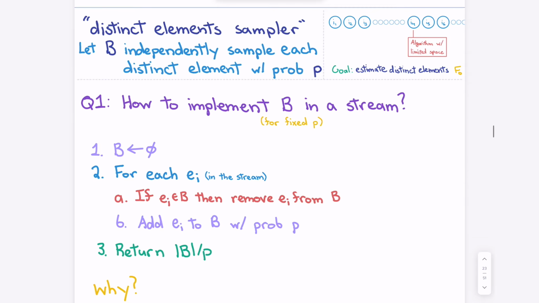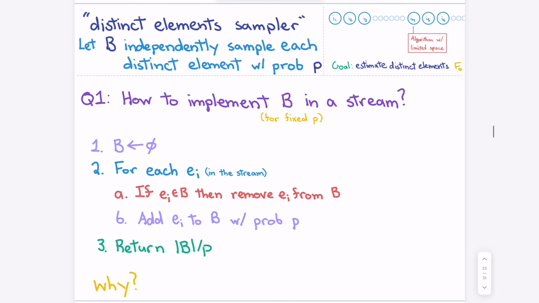Here is another way to, I think, express it. As the elements come in, if I've already sampled, there's just another way to look at it maybe. If it's already in the buffer, I'm just going to remove it, just remove it no matter what. And then with probability P, I'll add it to B. This way you actually don't have to do any calculations like last time.